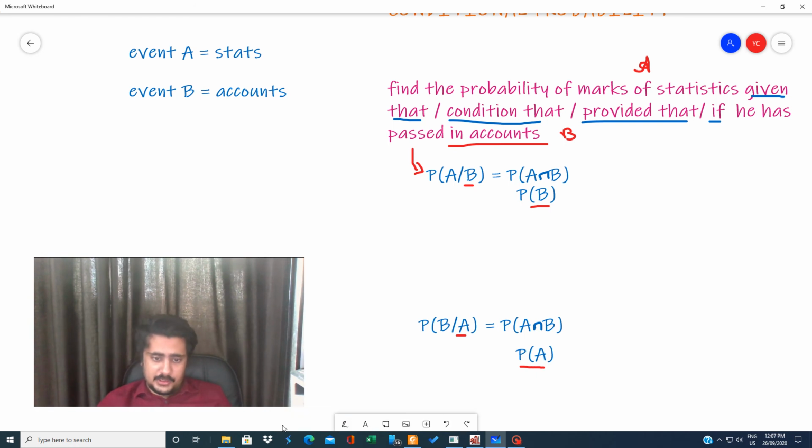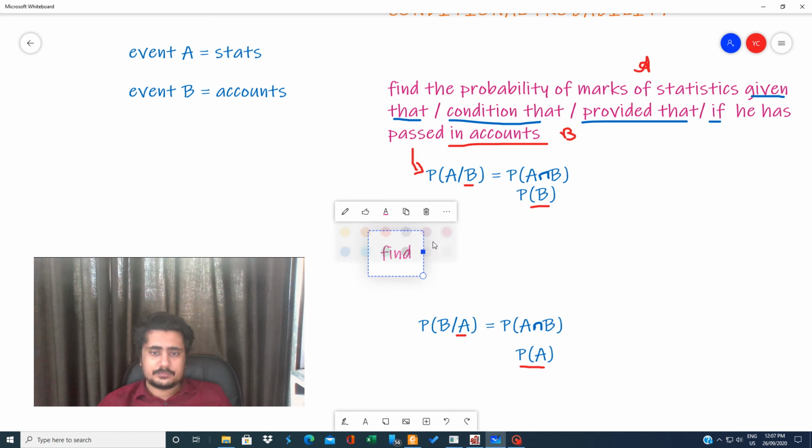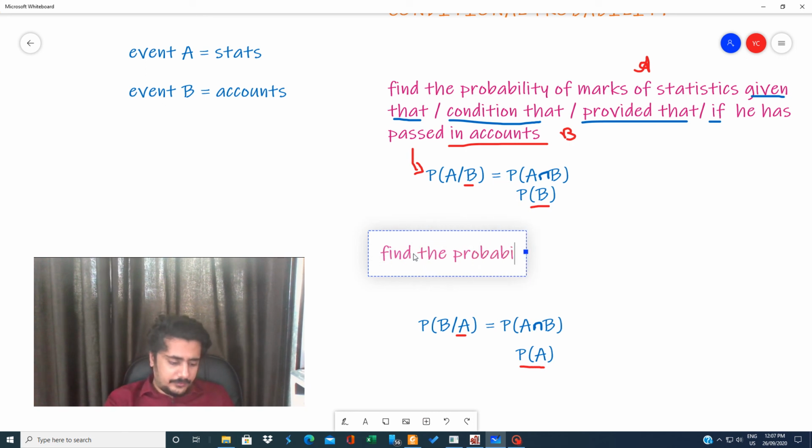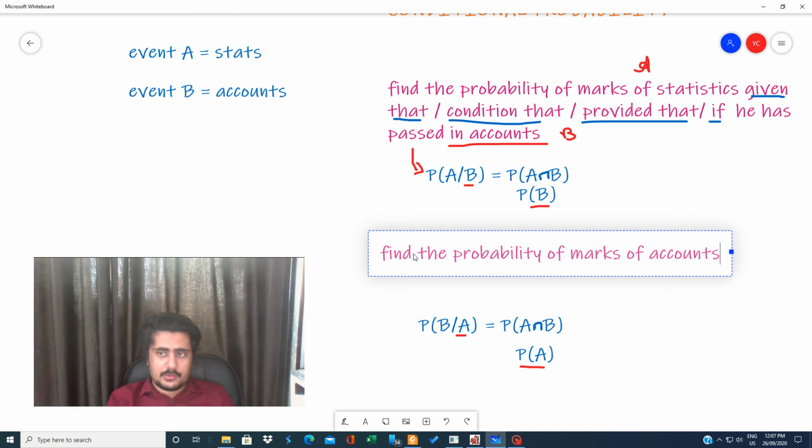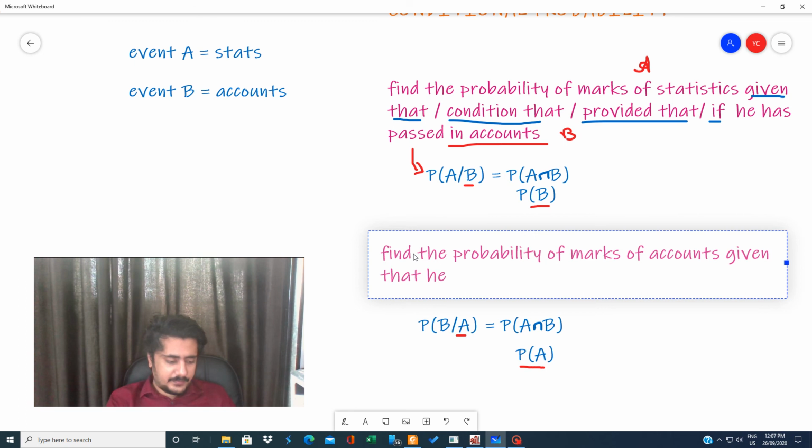If the question is asked to you like that, see, I'm writing here: find the probability of marks of accounts given that he has passed in statistics.